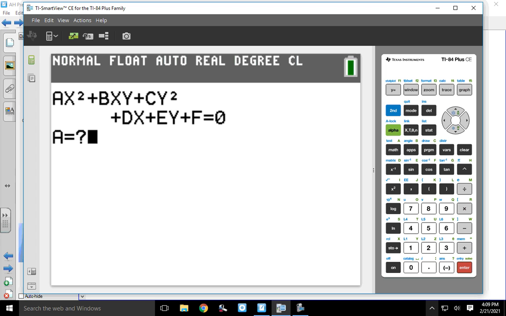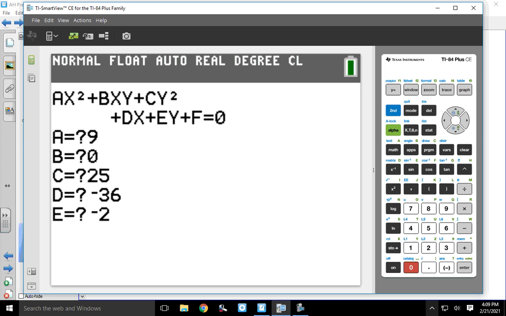It starts out by showing you the formula that we're using, ax squared plus bxy plus cy squared plus dx plus ey plus f. So that's the entire equation there set equal to 0. And that's going to ask us for our values of a through f here. So again, a is 9. There's no xy term, so that's 0. C is 25. D was a negative 36. E was a negative 200. And the f value was the 211.